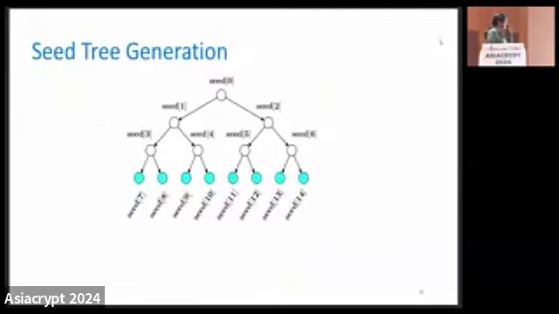First, the seed tree. Here the signer samples a random seed and stores it as the root of the seed tree. Then each node generates its two child nodes by using some PRF function, and in this way all the leaf nodes are generated, and from these leaf seeds the ephemeral keys are generated.